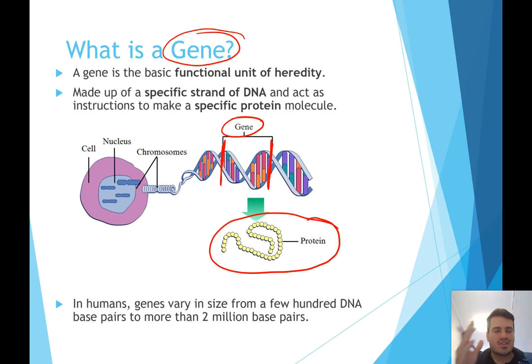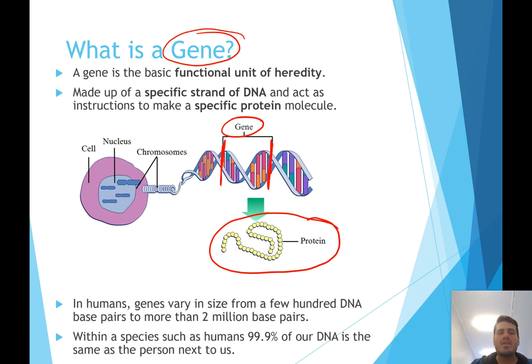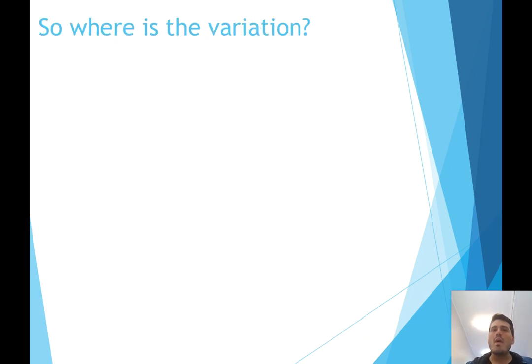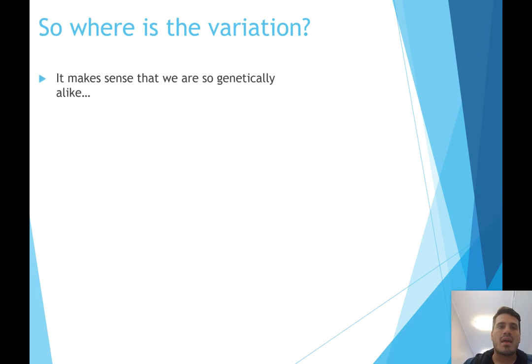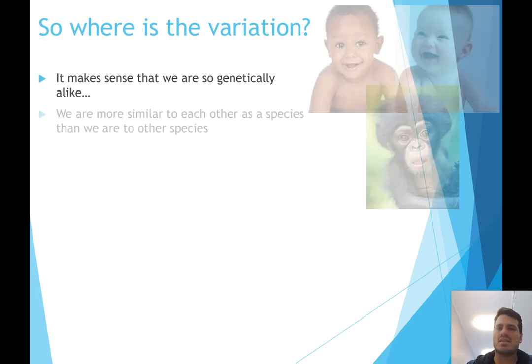smallish to gigantic. And within a species, 99.9% of our DNA is actually the exact same as the person next to us, which is pretty nuts. Turn around, look at the person next to you. You don't think they are alike to you at all. So, where is the variation? And because it makes sense that we're so genetically alike.